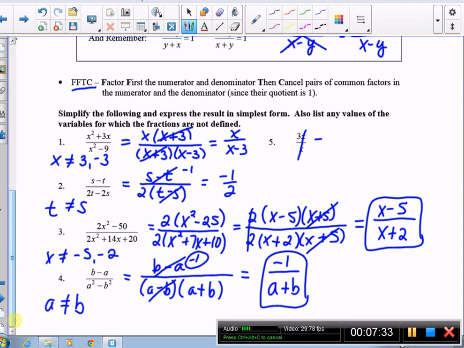Some kids think that 3x divided by x is equal to 2x. It's not. It's equal to 3. All right, so that's simplifying. Let's go to the next page.